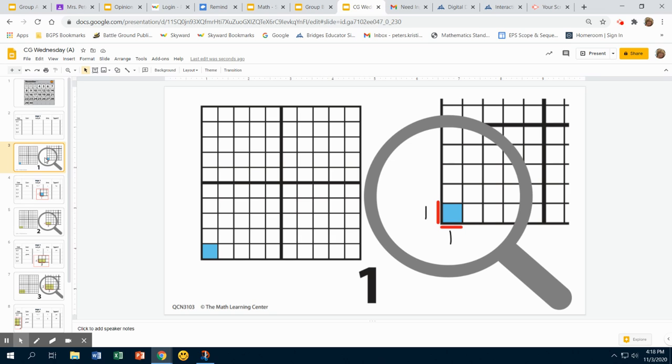So this was Sunday, November 1st. I've taken that grid and zoomed in a little bit to make it easier for you to see. So here's the figure that's blue. The height, which we usually think of as up and down, is 1 unit. The length, which we tend to think of as across, is 1 unit.